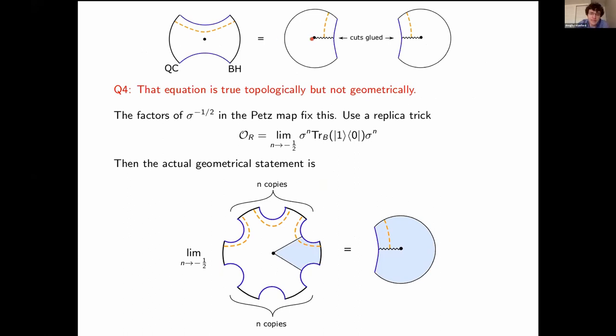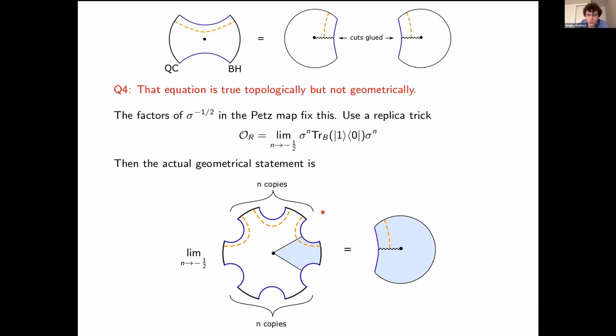So fixing this is actually the role of these factors of sigma to the minus 1/2 in the Petz map. To explain this, it's helpful to think about this Petz map operator using a type of replica trick, where we temporarily define a more general operator with powers sigma to the power n, and then we'll take a limit, n goes to minus 1/2.